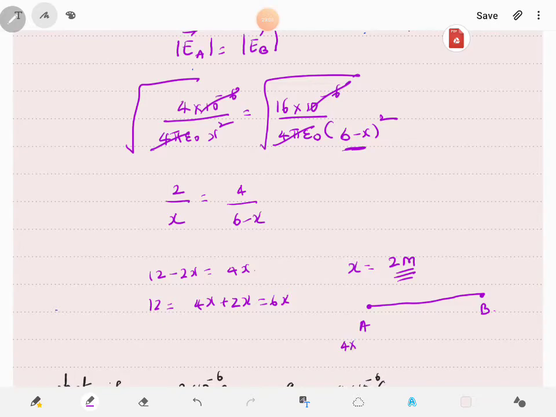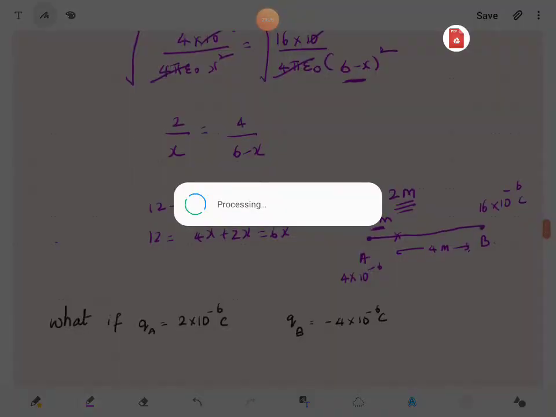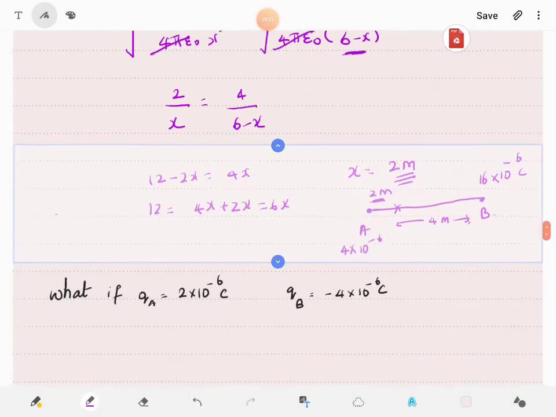So if this was the figure that was given to us, this was 4 into 10 power minus 6 Coulomb, and this is at a distance of 6. The charge is 16 into 10 power minus 6 Coulomb. So null point exists at a point of 2 meter from the smaller charge, and from larger charge, it is about 4 meters. So one could take different values of charges and then find the position of null point.